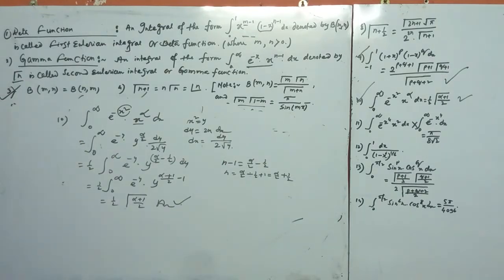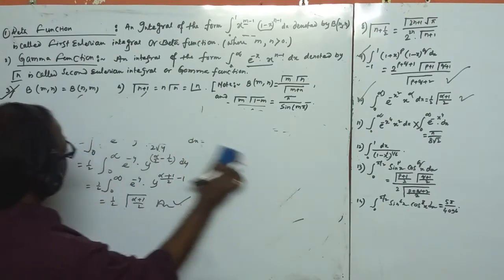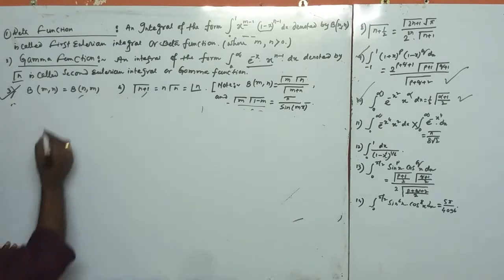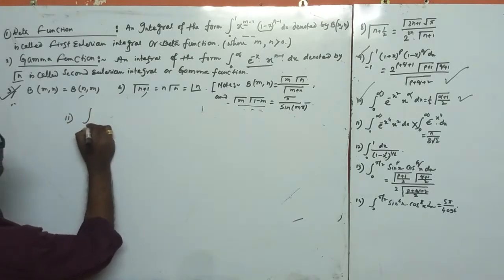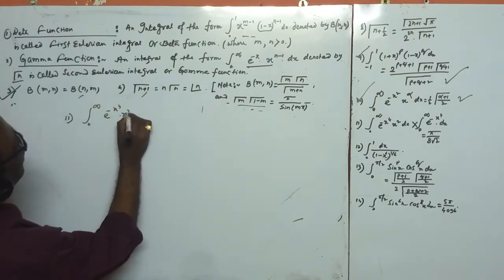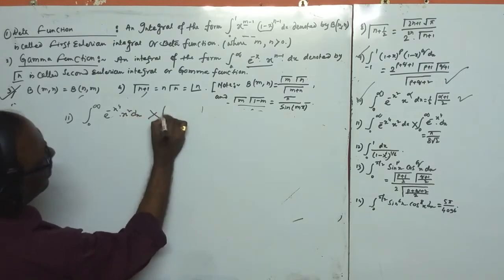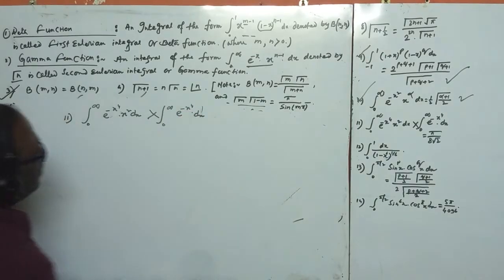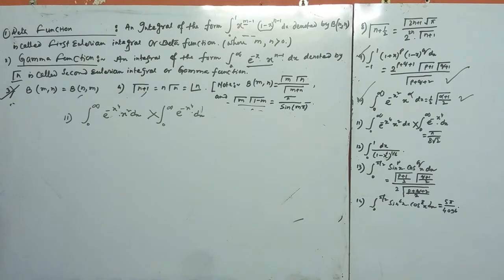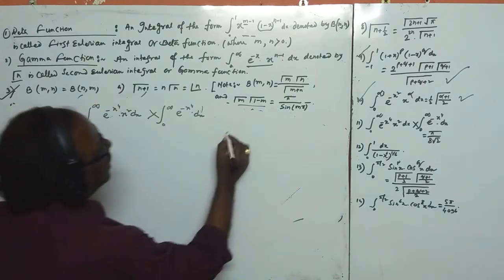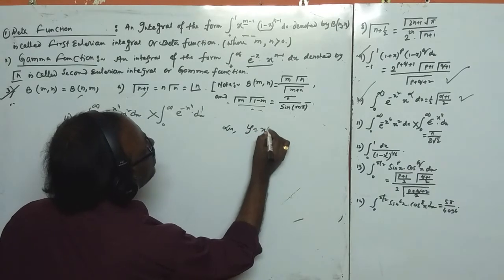Now we follow question number 11. This is the most interesting question, number 11. See, 0 to infinity e to the power minus x to the power 4, x square dx. Now follow the definition, that is 0 to infinity e to the power minus x, but here it is e to the power minus x to the power 4. So let us assume y equal to x to the power 4.